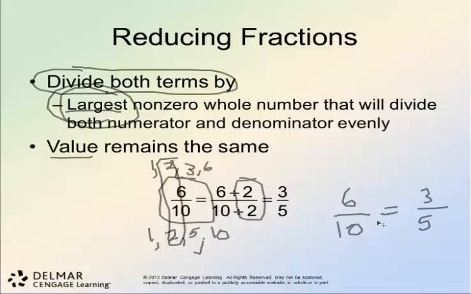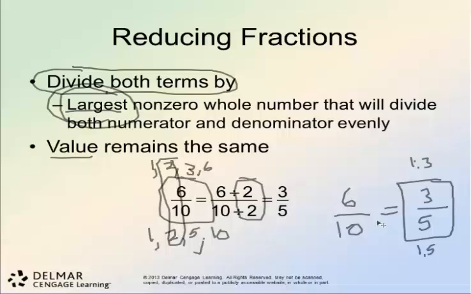Now, one way you could tell that 3/5 is reduced to lowest terms is to look for common factors between 3 and 5. If they only have a 1 as a common factor, that means it's in reduced form. So the factors of 3 would be 1 and 3. The factors of 5 would be 1 and 5. They only have a common factor of 1, which means 3/5 is reduced to lowest terms.